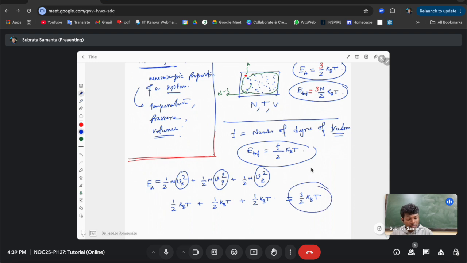So this half comes from this V squared. Now if you consider a potential, let's say they interact through a potential that goes as x to the power 4, then the energy share is also 1/4, right? But in this case there is only kinetic energy, so that's why they share half kBT.